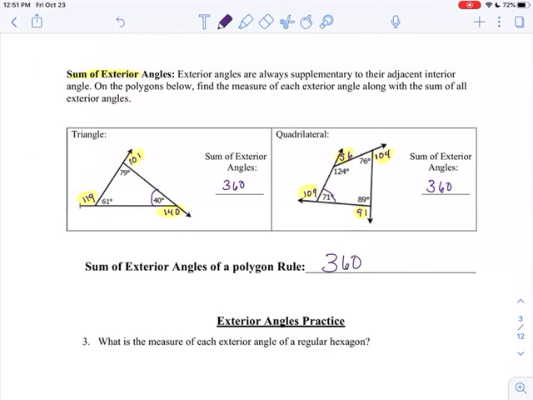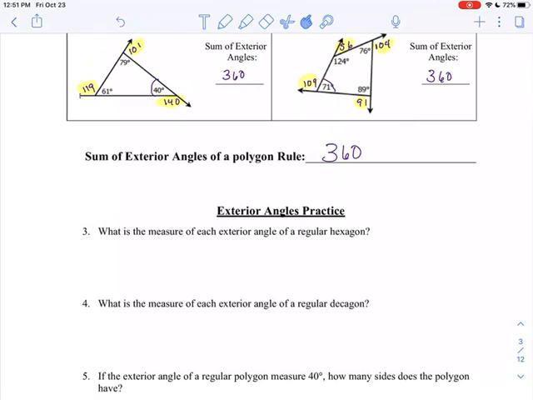So the sum of the exterior angles of a polygon, there is no formula, it's just 360. I don't care if it has 3 sides, 4 sides, 10 sides, or 20 sides. The sum of the exterior angles is 360. So what kind of questions can I ask? What is the measure of each exterior angle of a regular hexagon? Well, we know the sum of the exterior angles is 360.